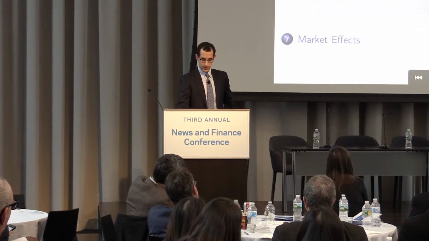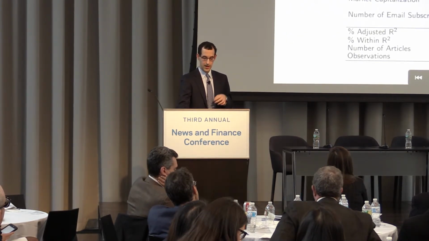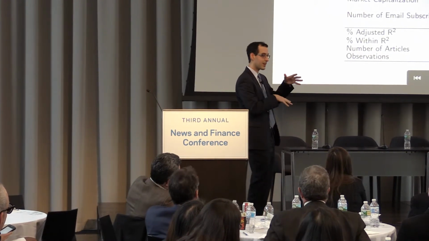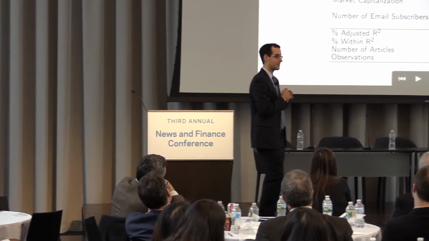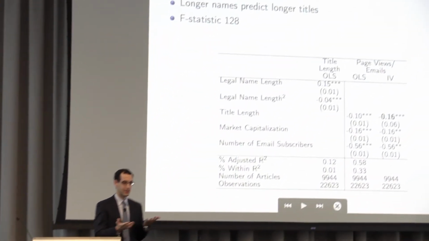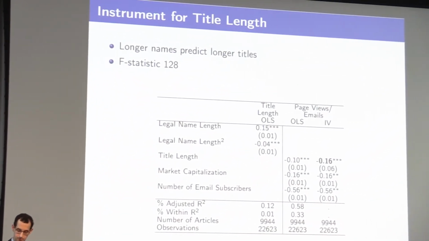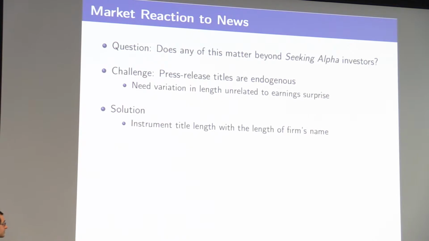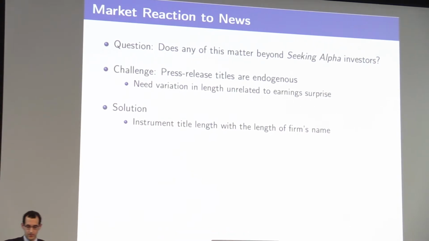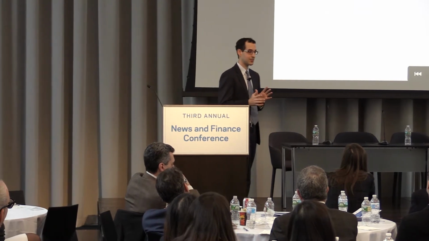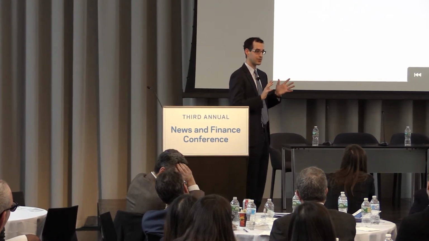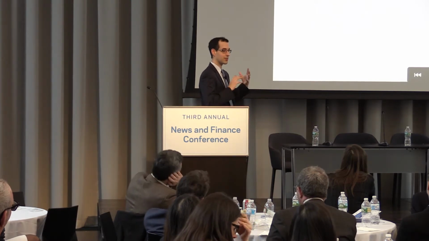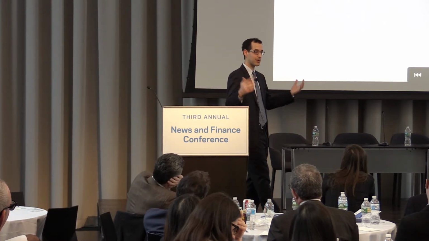So now, once I've established this instrument and verified it using the Seeking Alpha data, it's interesting to ask, does any of this really matter for market reactions to news? To get at that, I'm going to look at press releases, earnings announcements in particular. Within Seeking Alpha, all I've shown is attention results. So there are investors who pay less attention to longer titles. That's interesting. It's an investor behavior result in some sense, right? Now this is more a market result. Does any of this really matter in aggregate for market prices?